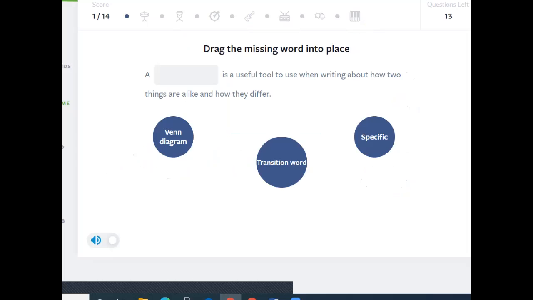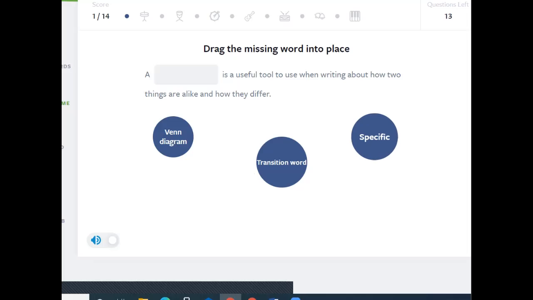All right, drag the missing word into place. Oh, we have 1 point. We have to fill in the blank with one of these words: Venn diagram, transition word, or specific. You have to figure out the best one to put in as the blank. A blank is a useful tool to use when writing about how 2 things are alike and how they differ.